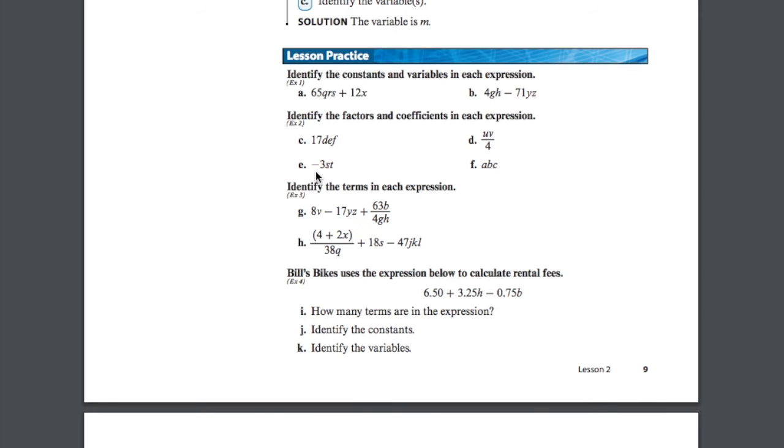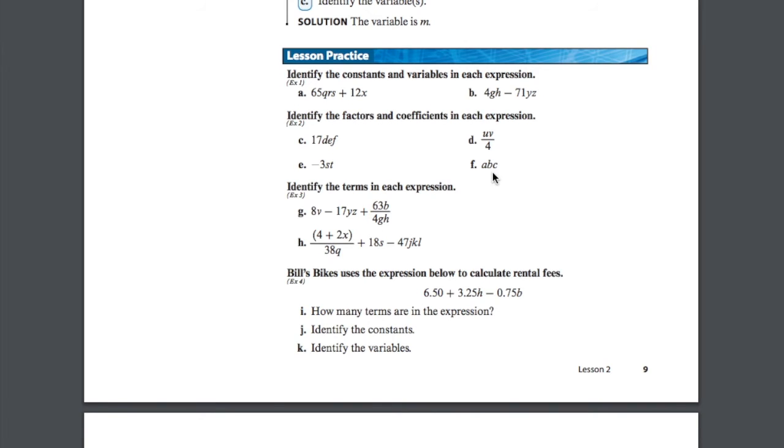Our coefficient is -3. Letter F, A times B times C. All of those are factors. There is a coefficient or there isn't a coefficient. If there isn't one, I could write in a 1 right here at the beginning of this and say that, well, anything times 1 is itself, so it doesn't change the actual answer of the problem. So 1 would be our coefficient.